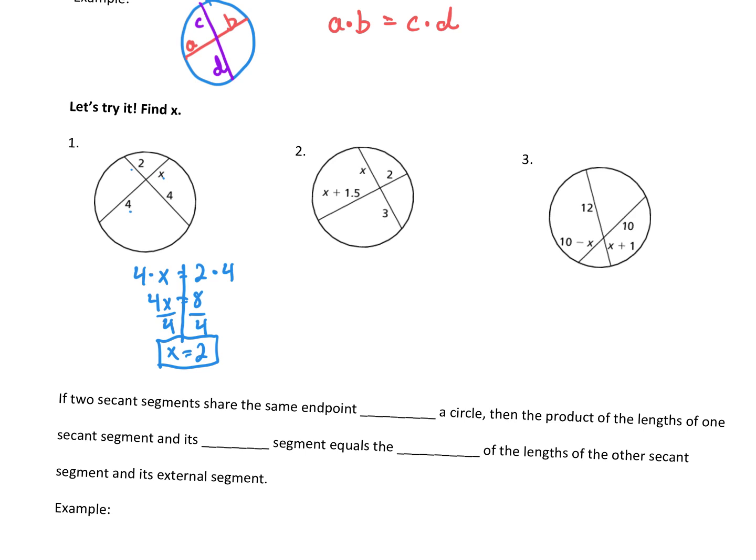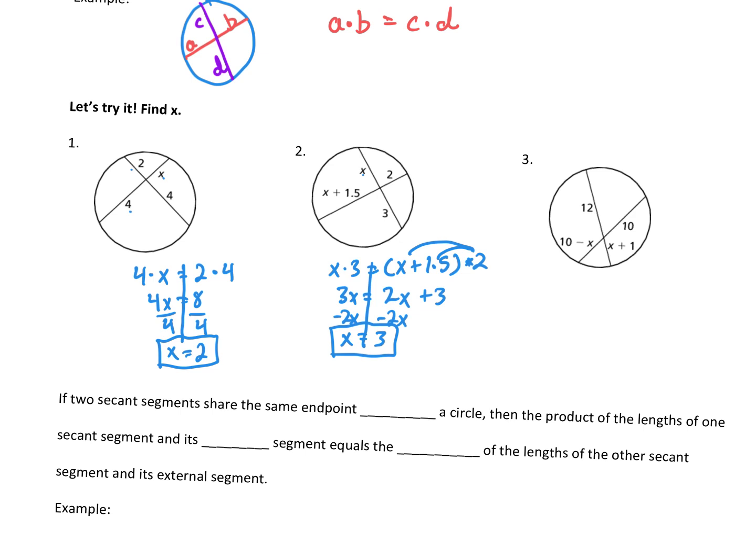Same process. X and 3, so x times 3. X plus 15, so we put it in the parentheses because that's one term, times 2. We need to distribute this 2 to each term. So this is 3x equals 2x plus 30. I'll simplify this. I'm going to subtract 2x from both sides. This gives me x equals 30.